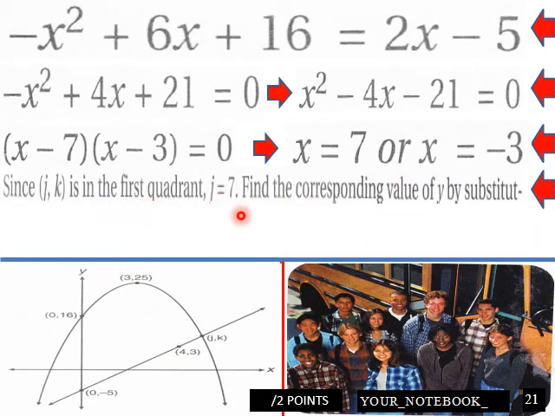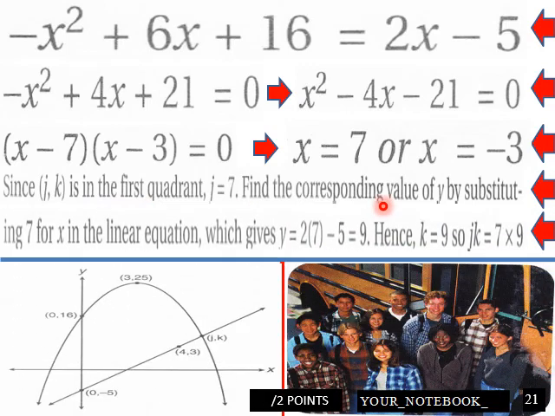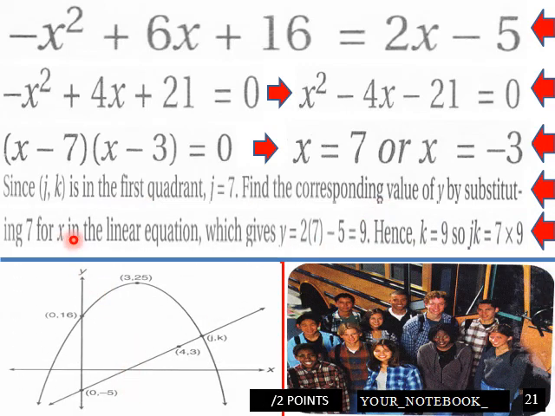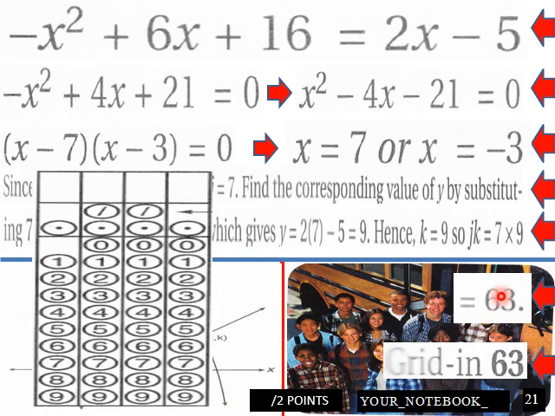The point (j, k) has first coordinate j equals 7. Find the corresponding value of y by substituting 7 for x in the linear equation, which gives us this here. Hence, k equals 9, so jk equals 7 times 9, 63. And then we can put in 63.